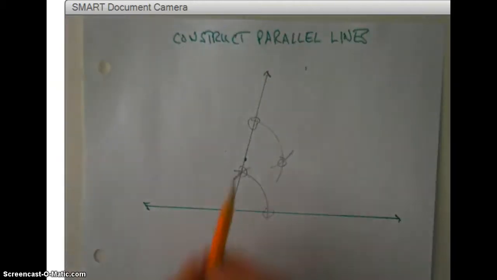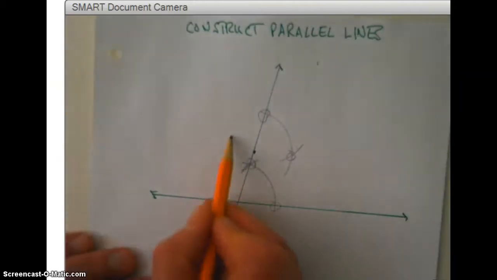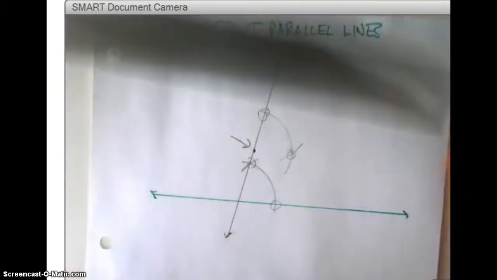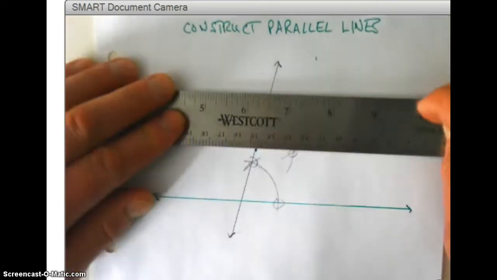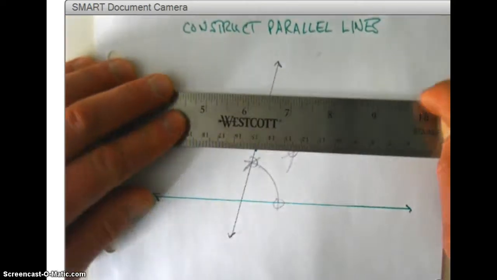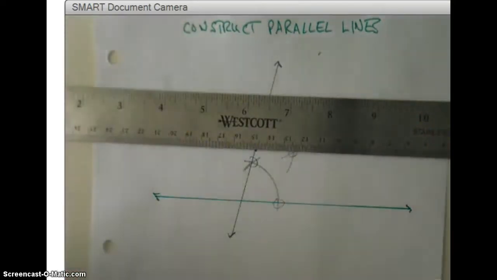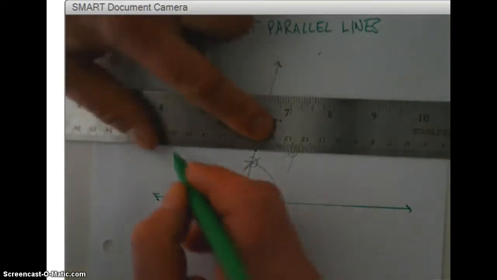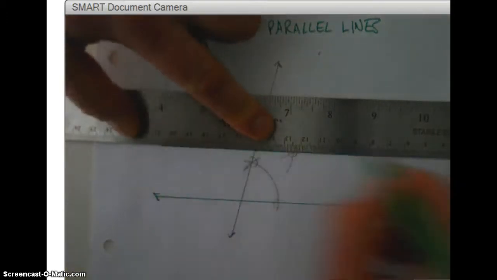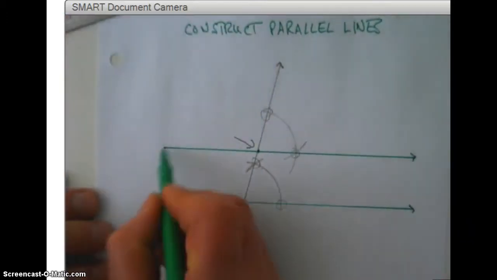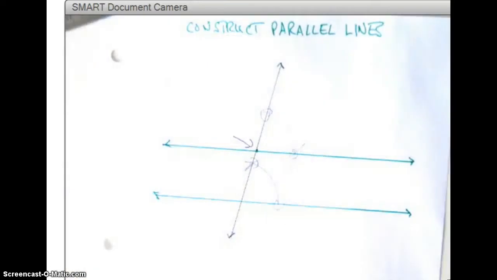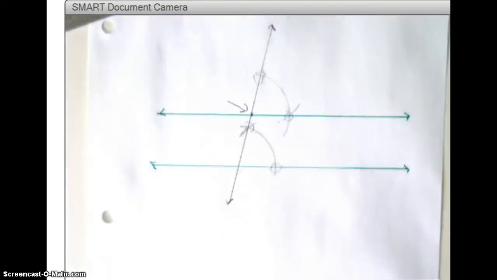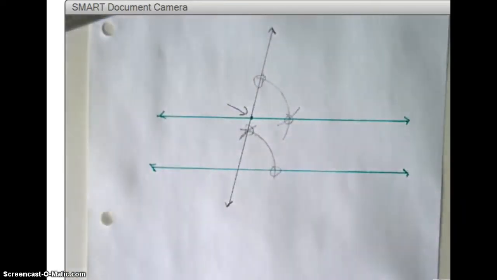So when I take the original point that we were given right there, and I draw the line through that point, and then again through the newest intersection point that we've just created, if we do this really accurately, we should end up with parallel lines. And that is how you construct parallel lines.